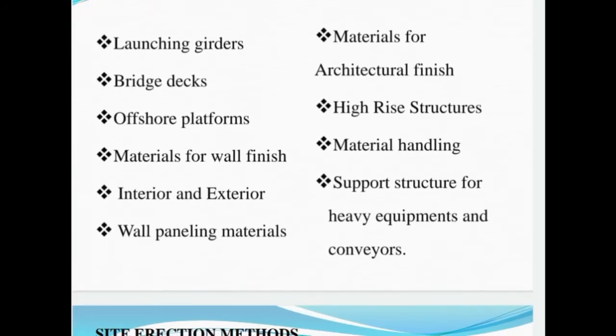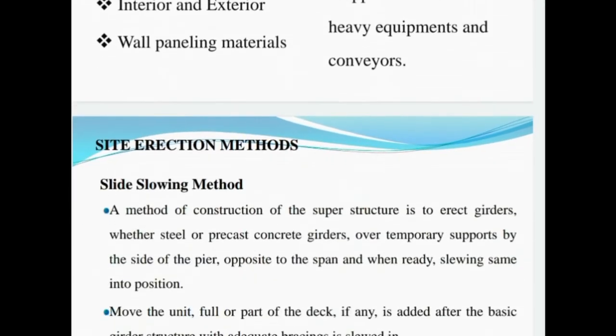And these are the topics we are going to discuss in this video. First one is launching girders, next is bridge decks, third is offshore platforms, and the materials for wall finish, that is interior and exterior walls, and the walls for paneling materials, and the materials for architectural finish, then the high-rise structures, and the materials that are to be handled in the construction, and the support structures for heavy equipment and conveyors. Now we can see one by one.